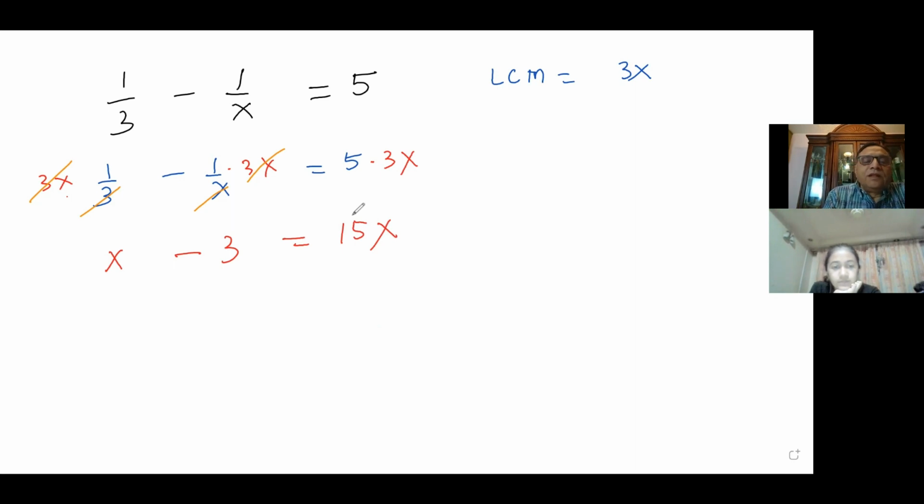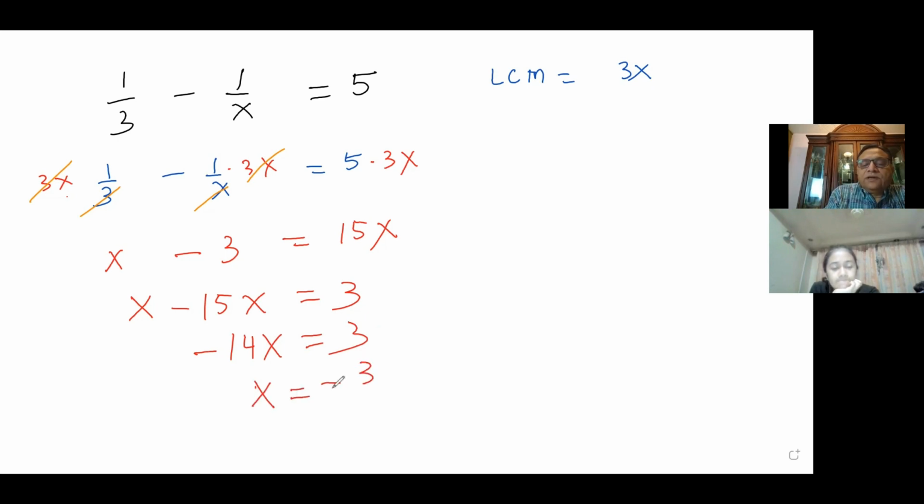Yes. Now, we can bring the variables on one side and the numbers on the other side. So we have x minus 15x equals 3. Is this clear? Yes. x minus 15x is minus 14x equals 3. And now x is equal to minus 3 over 14. Is that clear? Yes. What was wrong in our previous sum then? The way we did it in the previous one, we did not write x here, we did not write x here.